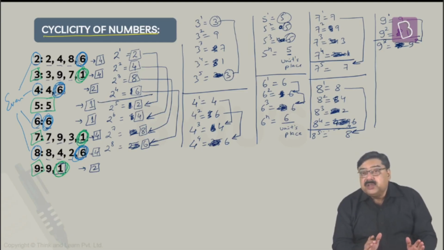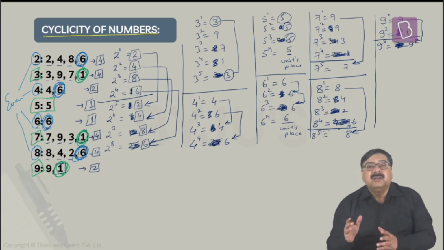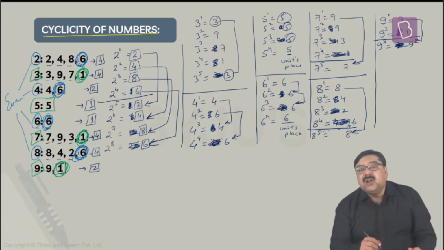So this point you need to keep in your mind that for any even number out of 2, 4, 6, 8, you take its cyclicity. It will always end in 6 in the units place. And after that, the same group will keep on repeating. Whereas for the odd numbers except 5, that is 3, 7 and 9, the cyclicity will end at number 1 in the units place. After that, a new group will start.